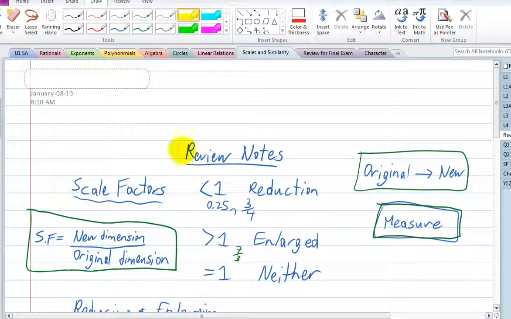Review notes. Please write that as your title rather than just staring up here like you can't read. Review notes. Go. Write that down. Write. Come on.